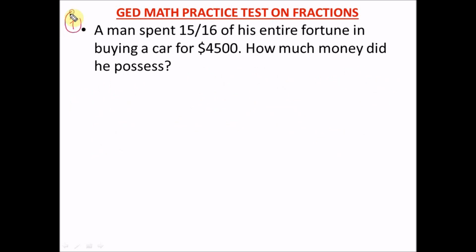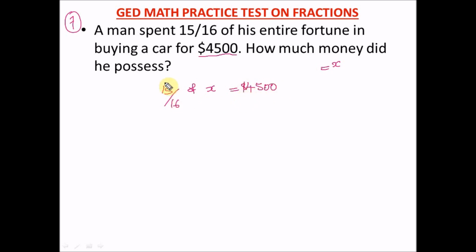This is the 7th question, and it says a man spent 15/16 of his entire fortune in buying a car for $4,500. How much money did he possess? So he spent 15/16 of his entire fortune in buying a car for $4,500. What does this statement mean? Let's say his entire fortune is equal to X. So he spent 15/16 of X in buying a car for $4,500. So 15/16 of X will give us what?